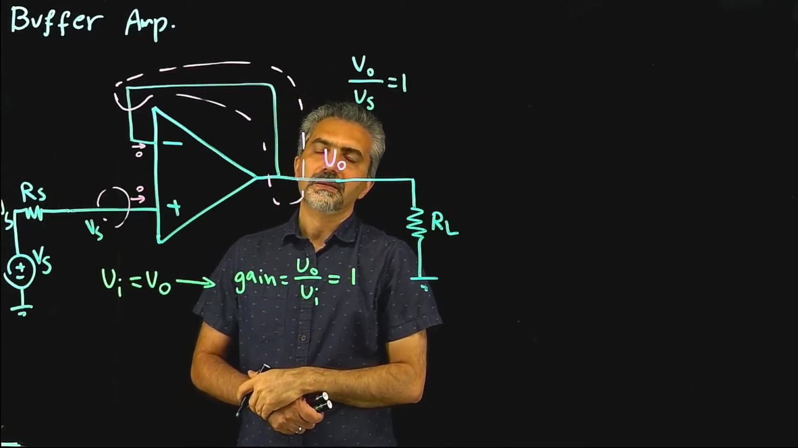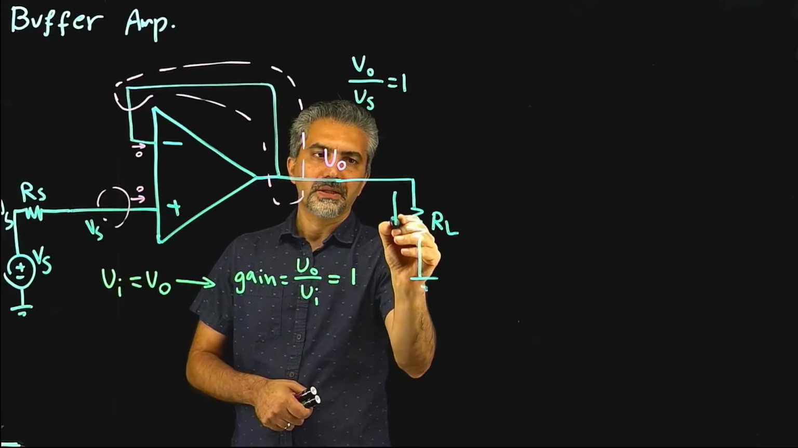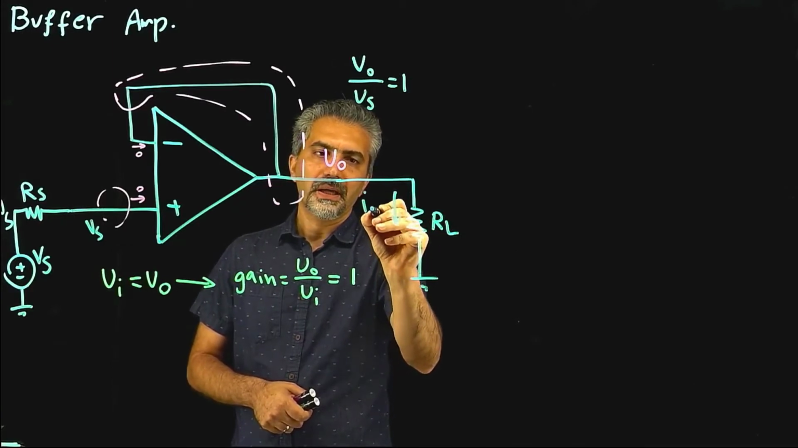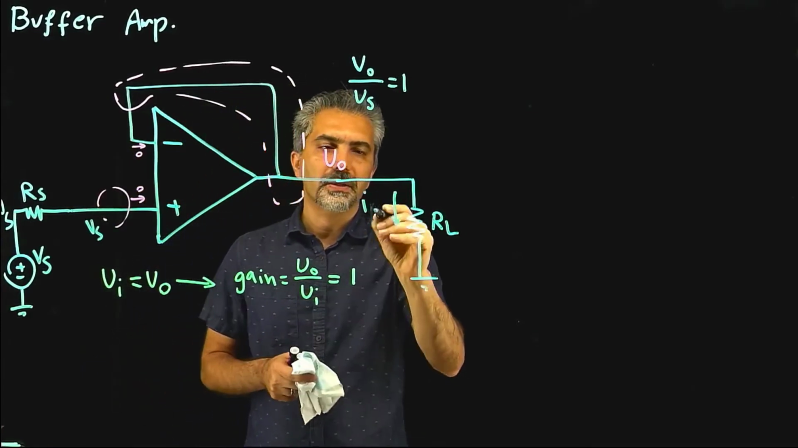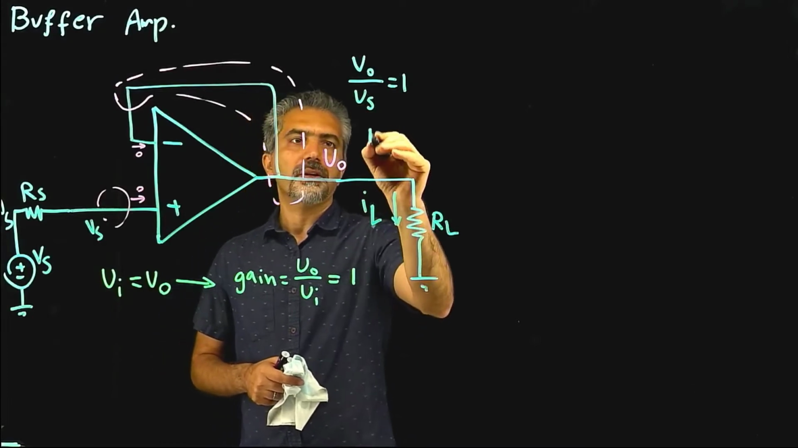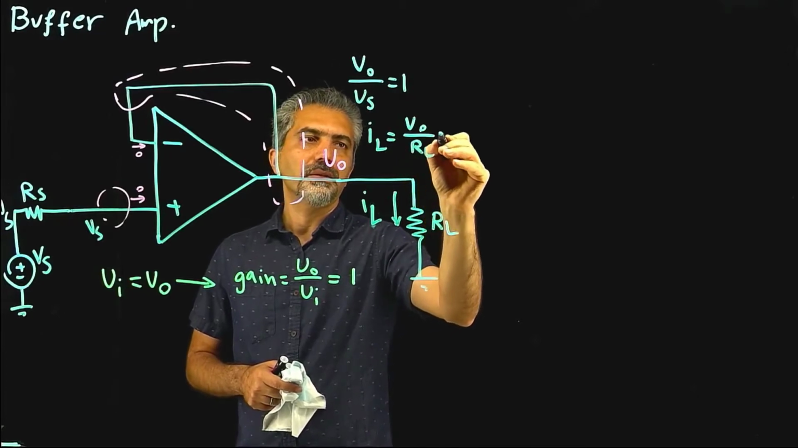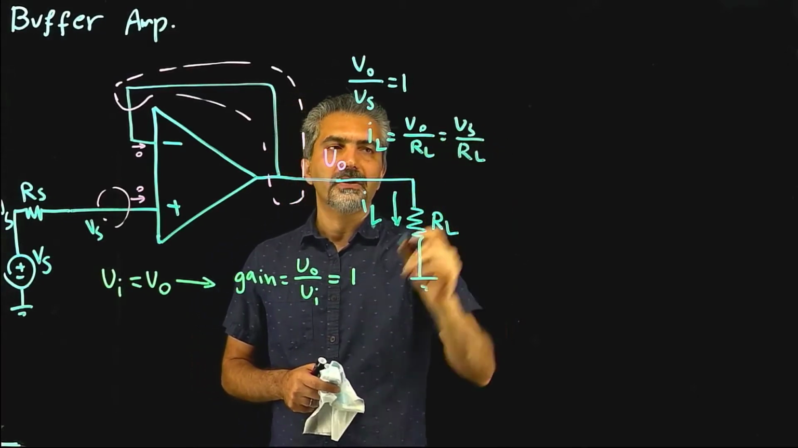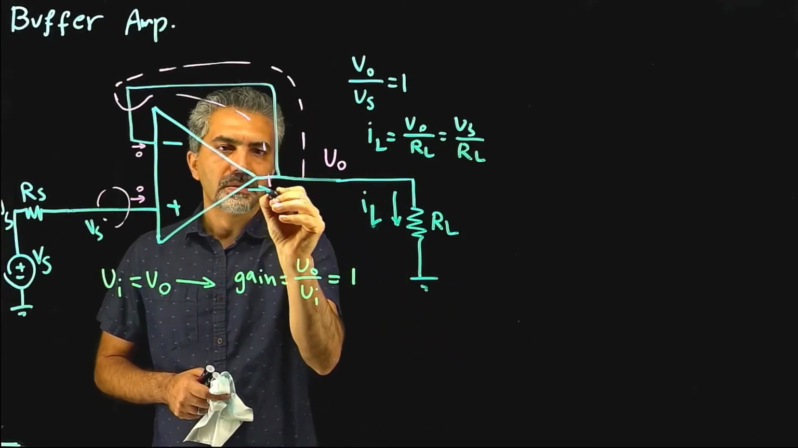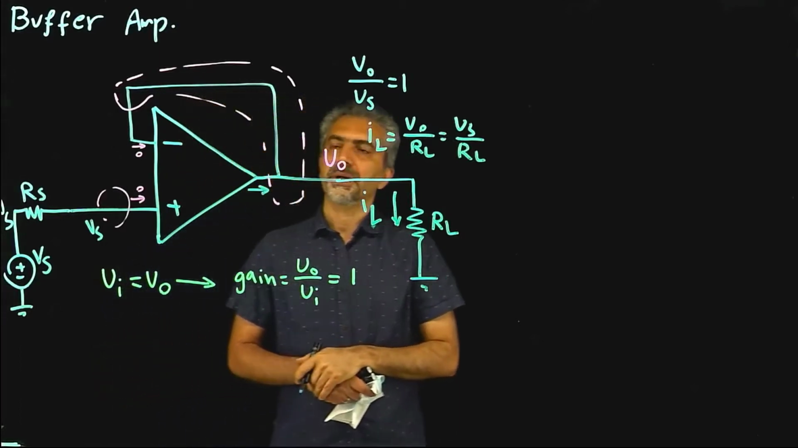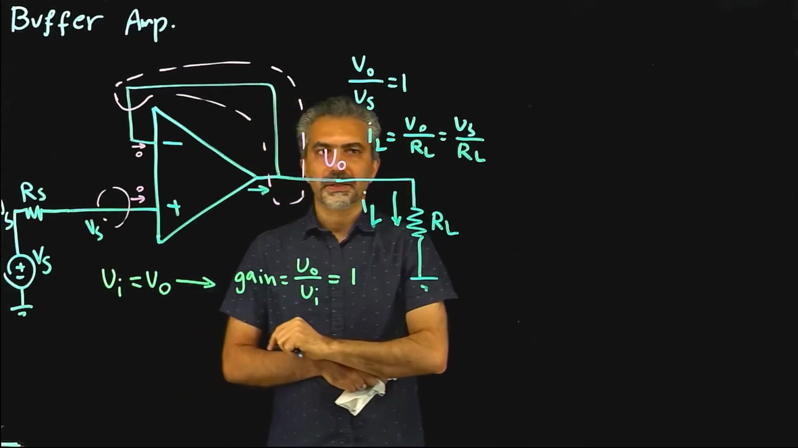The only difference is that this time there is actually current in the circuit. Because we connected this to a load, now there is a current, and let's call that IL, the load current. And that current IL is equal to V out divided by RL, which is the same as Vs divided by RL. And that current obviously is not coming from this. It is actually supplied by the op amp itself. And that's where the beauty of this circuit is.